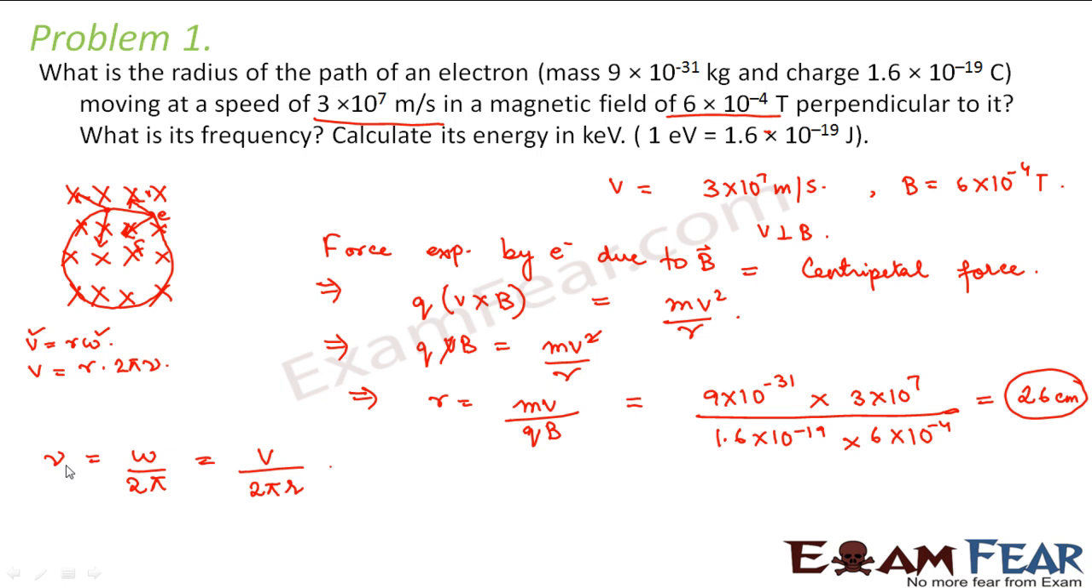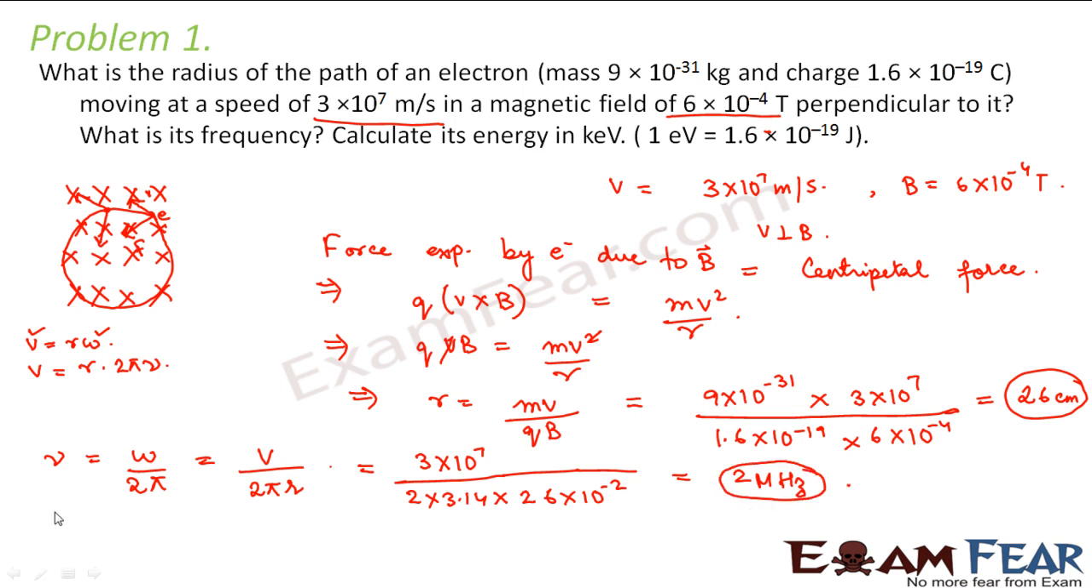Right? So from this we can write nu is equal to V divided by 2 pi R. And here you can write down the value of V. V is given as 3 into 10 to the power 7 divided by 2 into pi into R, where R is the radius which we calculated just now as 26 centimeters. So this comes out to be 2 megahertz. So this is the frequency, and now we have to calculate the energy.